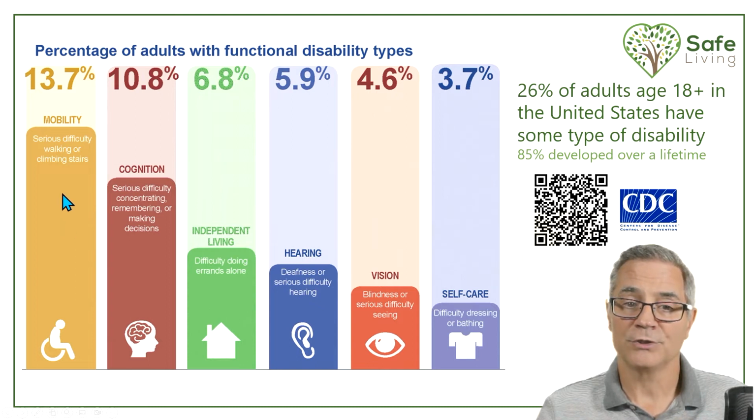13.7% have a mobility issue, with serious difficulty walking or climbing stairs. 10.8% have cognitive issues, which is serious difficulty concentrating, remembering, or making decisions. 6.8% have independent living difficulty, meaning difficulty doing errands alone. 5.9% have hearing issues, deafness or serious difficulty in hearing. 4.6% have vision issues, which is blindness or serious difficulty in seeing. And 3.7% have self-care difficulty, such as dressing or bathing. Again, this QR code will take you to the stats.